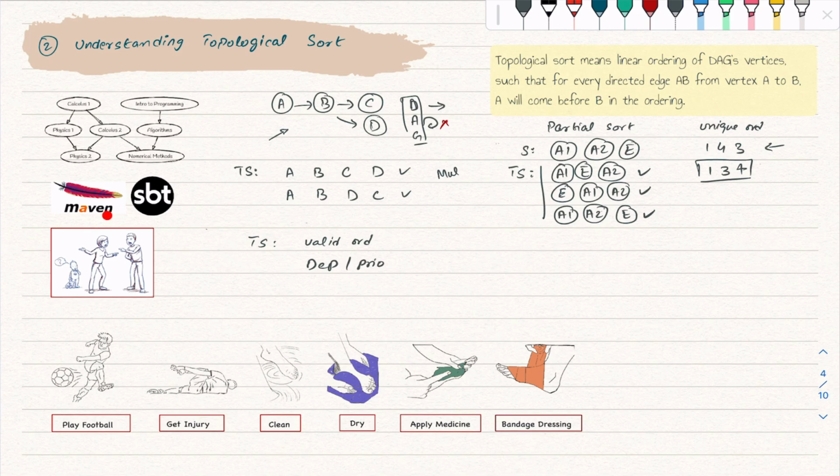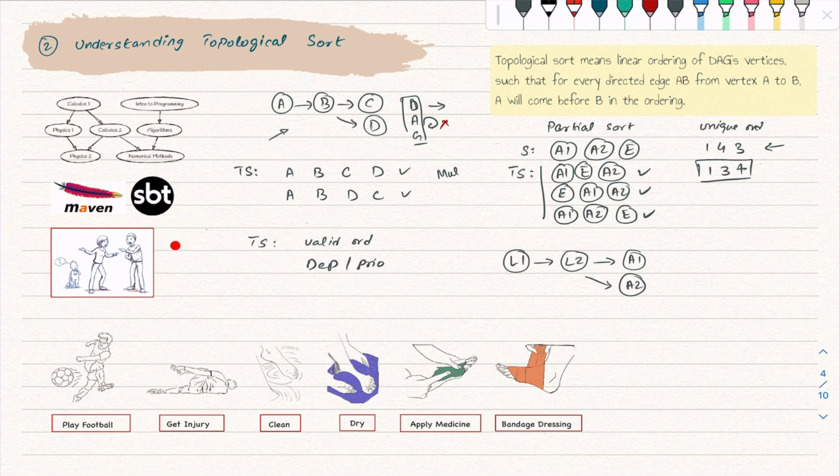Like in Maven also, there we have multiple libraries, and it is ordering them, doing the topological sorting. Library 1 has to be built before library 2, and then we have to build our application 1, and then also application 2. SBT is also using the same thing.